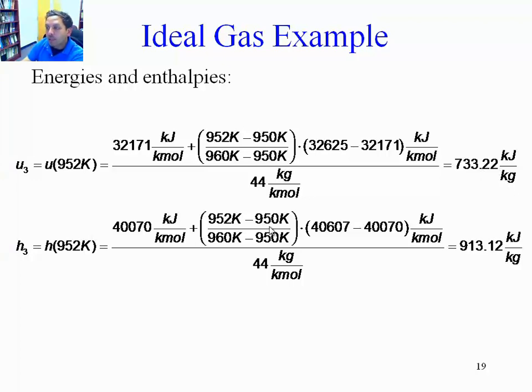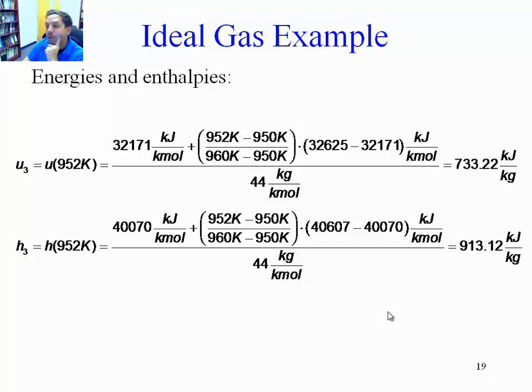Same thing for the enthalpy. At 950, the enthalpy is 40,070. At 960, the enthalpy is 40,607. So we interpolate between these two values at a rate of 952 minus 950 divided by 960 minus 950. Notice that this ratio gives you exactly 0.2, 20%, which means 20% from the lower end of the bracket. So we're going to get a value that is 20% above 40,070 and between 40,070 and 40,607. Once we divide that by 44, we get 913.12 kilojoules per kilogram.